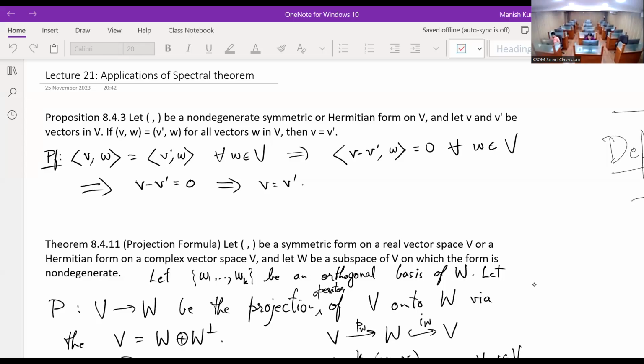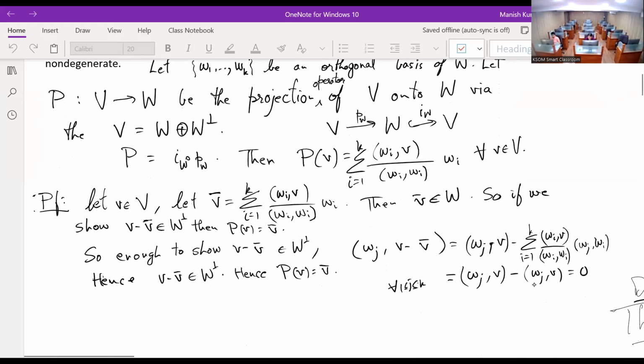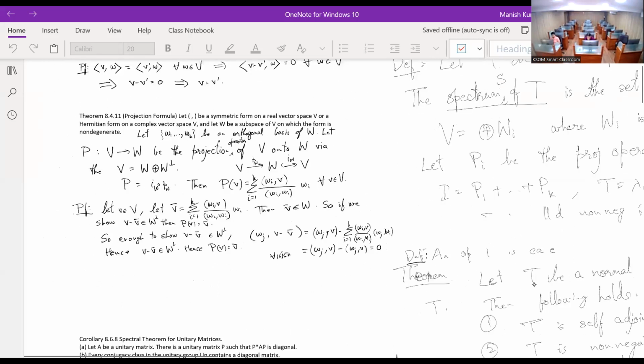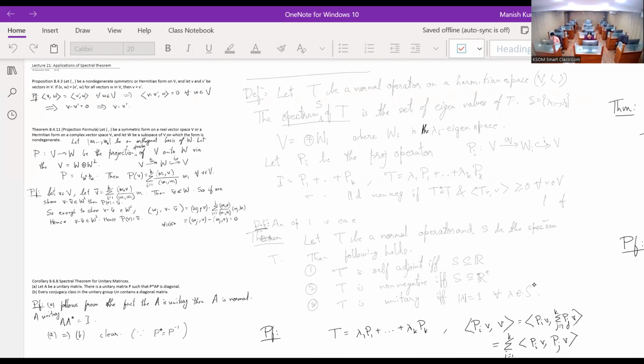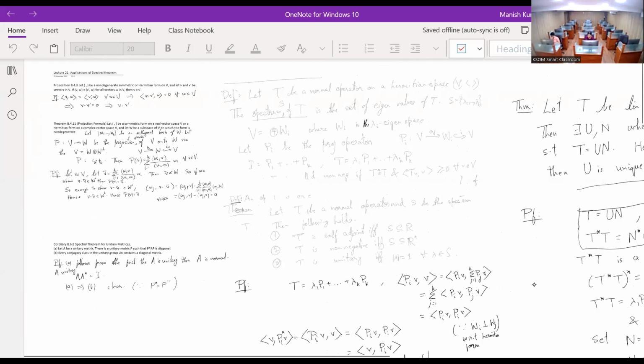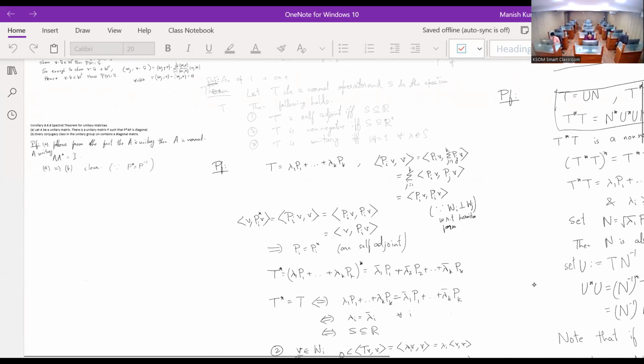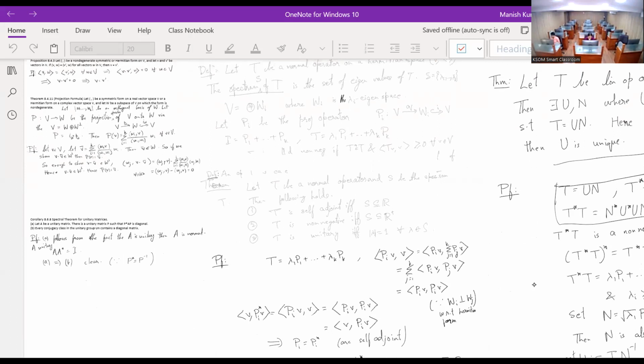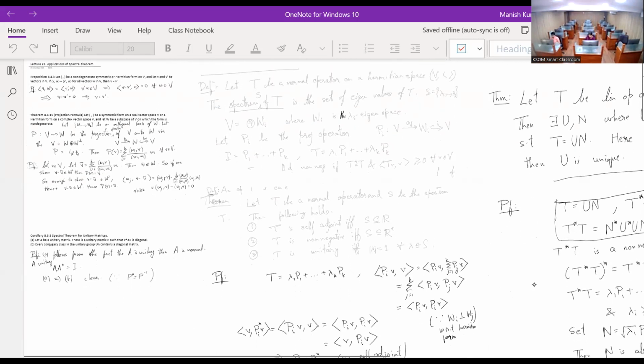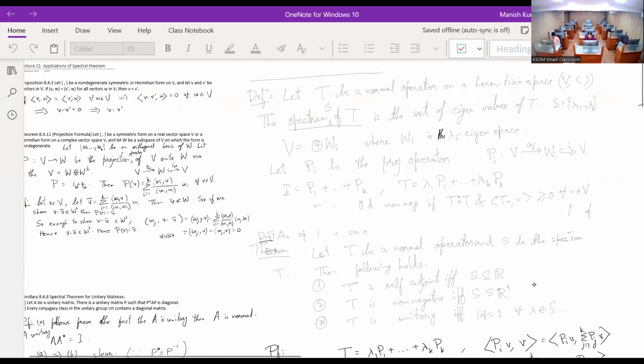Okay, so these were some easy observations and some missing things from last time. So now we will get to some applications of the spectral theorem. You can see the screen, I hope?